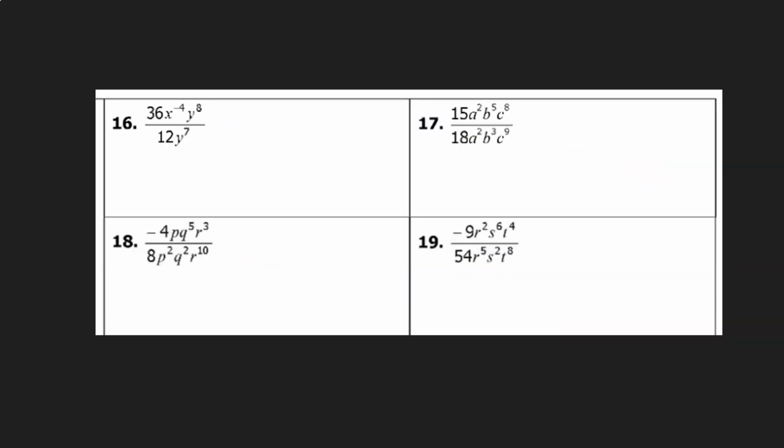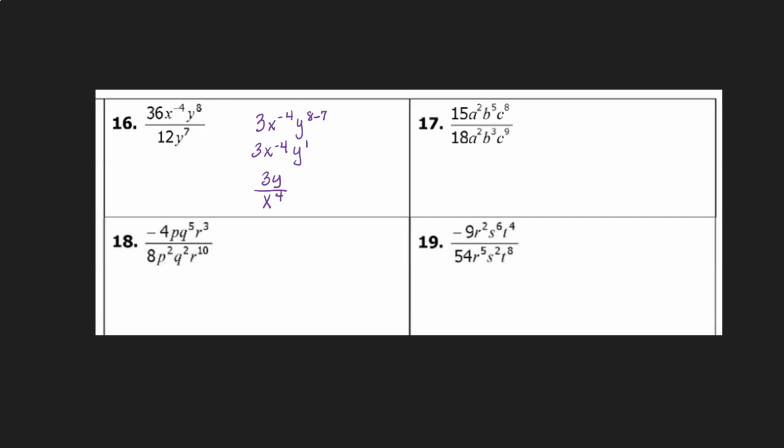Let's see if we can do 2 more before we have to stop and go to another part. So I have 36 divided by 12, which is 3, x to the negative 4th, y to the 8 minus 7. So 3x to the negative 4th, y to the 1st. So now I have the 3 and the y that stay on the top, and the x to the negative 4th becomes x to the 4th flipped to the bottom.